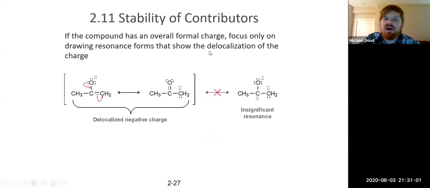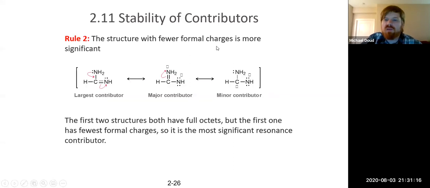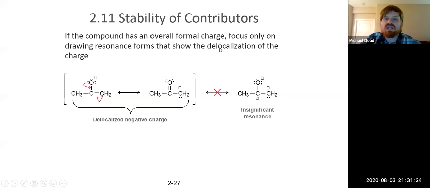Keep in mind, basically what you can do now is if you have a delocalized formal charge, you only want to draw the resonance forms that show that delocalization. Don't worry about this minor contributor when you actually draw the resonance hybrid, because that's not going to have a real effect on the formal charges. So that's what this slide is saying.